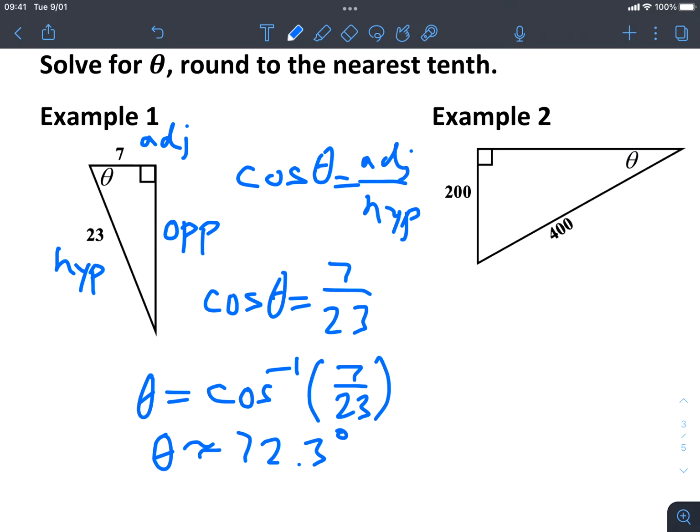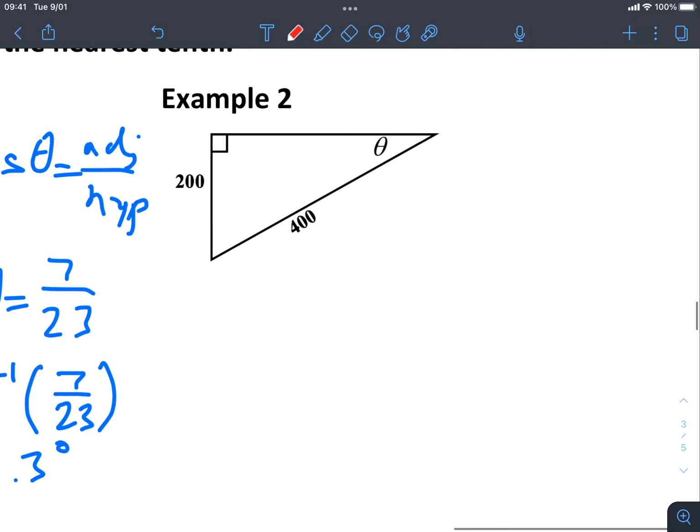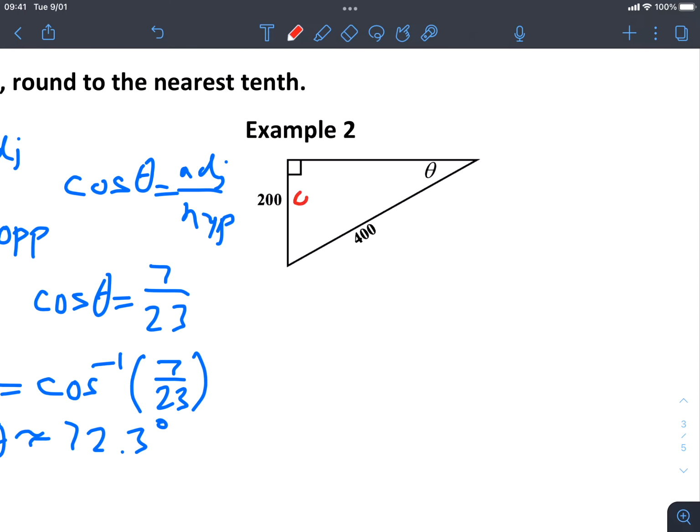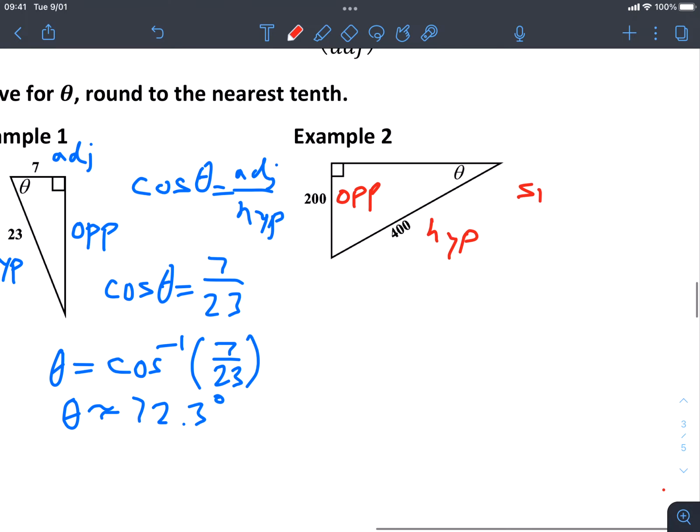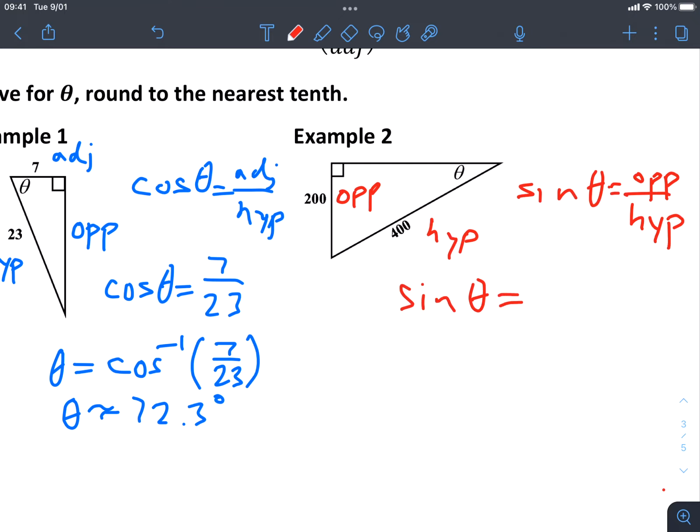Let's try again. If I have a situation like this, I know this is my opposite side, and this is my hypotenuse, so I know I'm going to use sine. So sine of theta is equal to opposite over hypotenuse. So then sine theta is equal to 200 over 400.